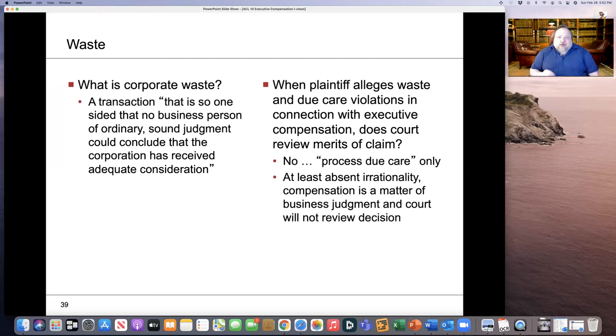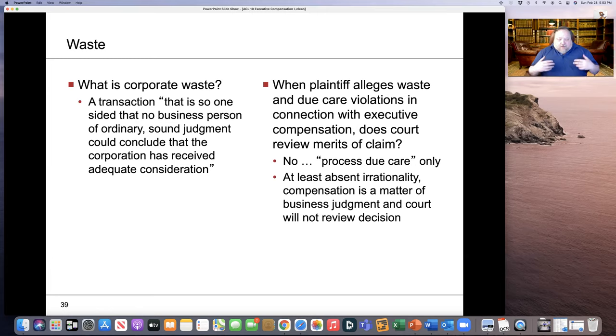Absent irrationality on the part of the board, compensation is a matter of business judgment, and the court will not review the decision. And it's critical to understand here that the references in the opinions to irrationality or lack of a rational business purpose do not contemplate substantive review of the merits of the board's decisions.